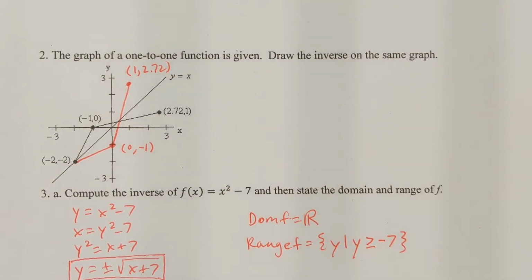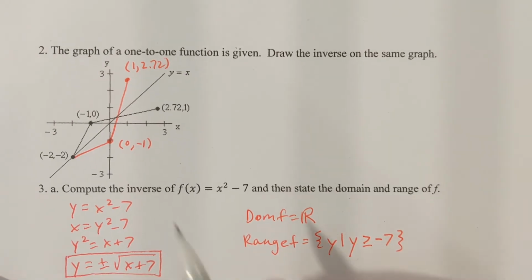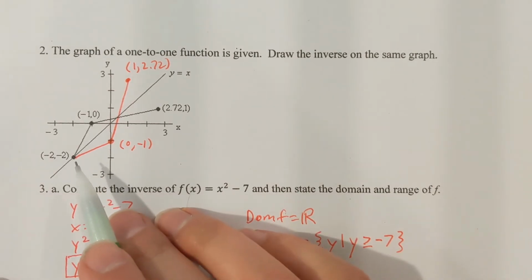Problem 2, the graph of a one-to-one function is given. We want to draw the inverse on the same graph. The inverse is all about switching x and y. So in this picture, I'm just going to switch the coordinates and plot the new points.